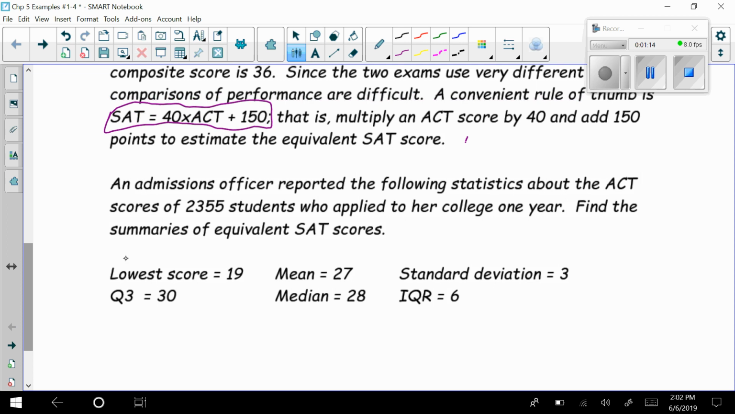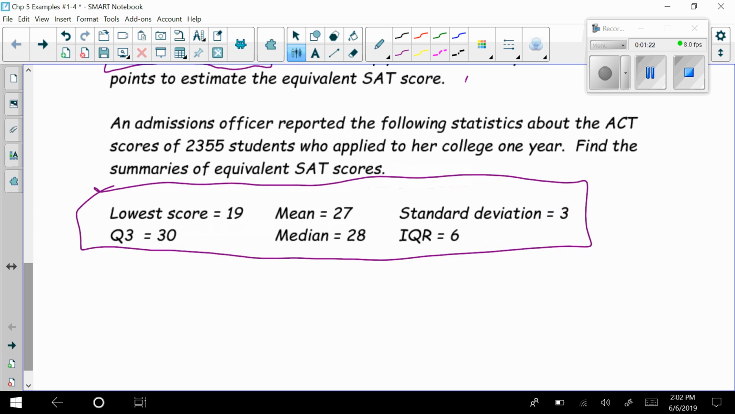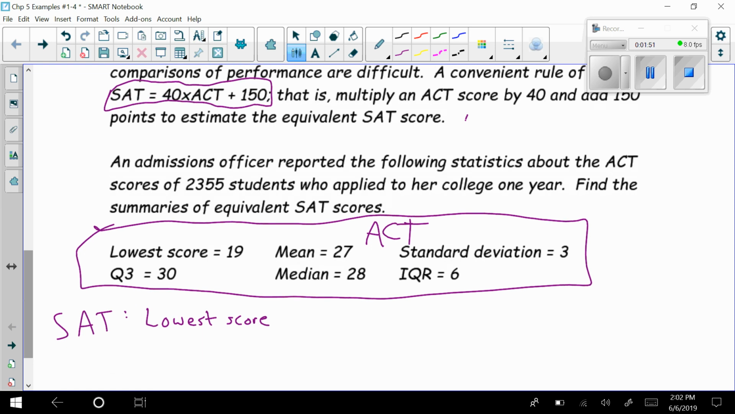So what we want to do is convert all of these scores and these statistics into SAT scores. These are all ACTs, and we want to make them into SATs. So here we're creating SAT, and the lowest score is a measure of location, right? And location is affected by multiplication, so this 40, and addition and subtraction. So I actually have to take the lowest score, right? I have to take 40 times the lowest score, which was 19, plus the 150, which of course equals 910. Use a calculator, help yourself out there.